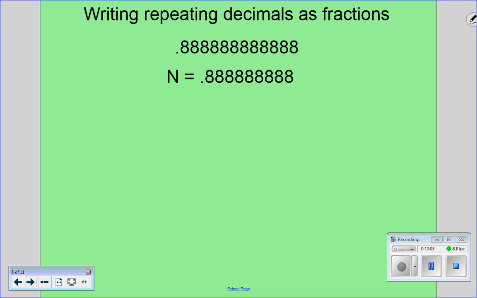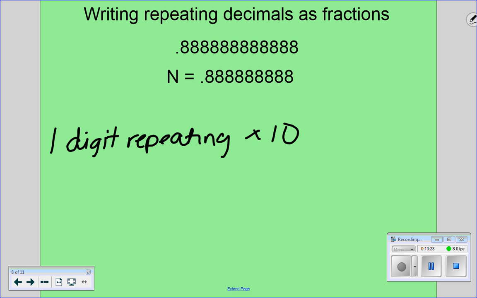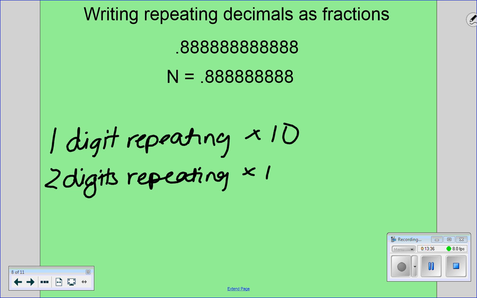Okay? So let's say that I have 0.88888 repeating. I need to write that as a fraction. Write this in your notebook because you're going to need to know this. So a few things you need to know. This is the first thing. If there's one digit repeating, we're going to take times 10. If there's 2 digits repeating, we're going to take times 100.